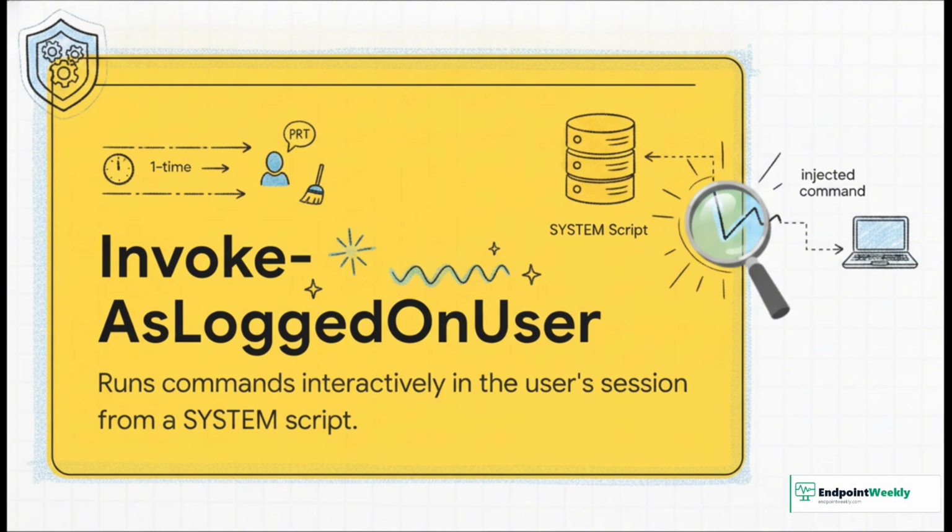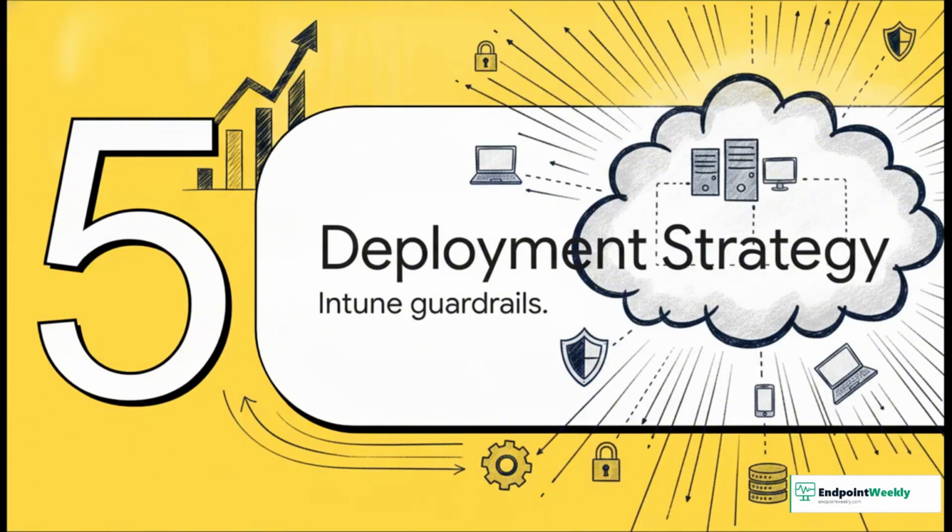This clever little function registers a one-time scheduled task under the logged-on user's principal, fires it a few seconds later, and then cleans it up. It essentially injects the command directly into the user's active session. This allows the system-level remediation script to accurately and successfully refresh the user's PRT without them ever lifting a finger. It's a real game-changer. Section 5, Deployment and IT Strategy.